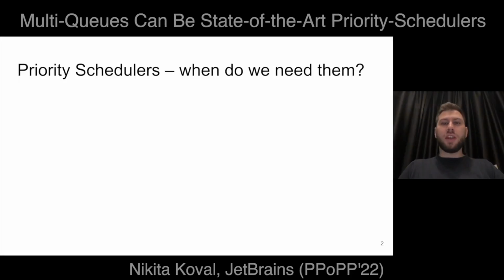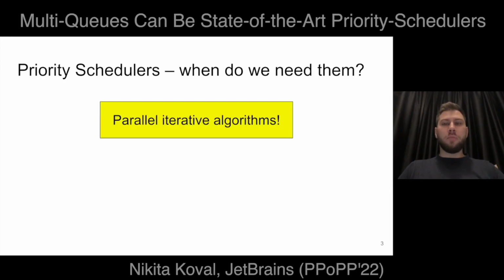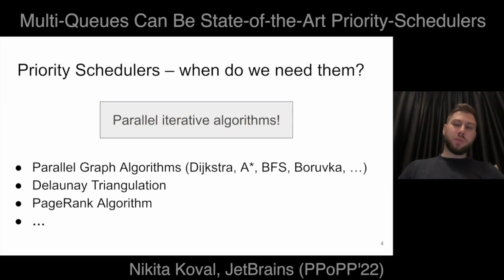First of all, let's discuss when we need priority schedulers. In brief, we need them for iterative algorithms, such as parallel graph algorithms, parallel Dijkstra, parallel A star, BFS, Borůvka, for Delaunay triangulation and PageRank algorithms. In all these algorithms, we do need efficient priority scheduler implementations.